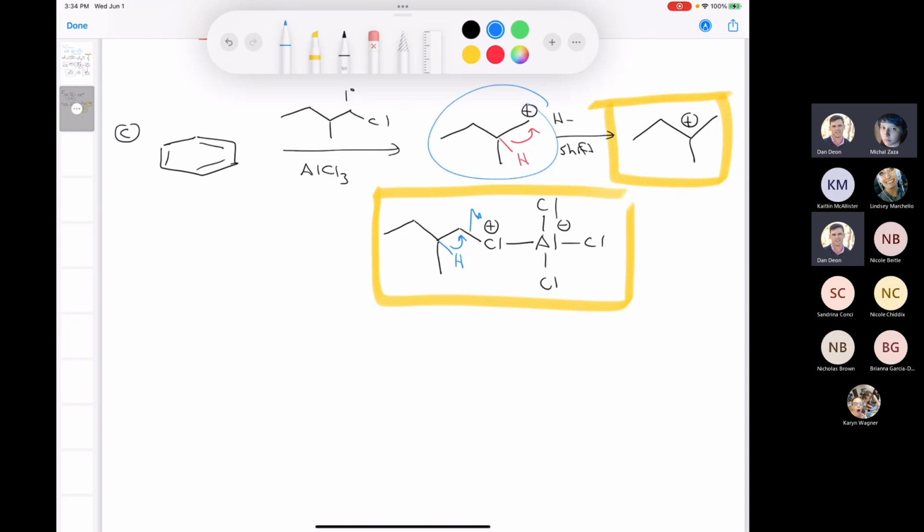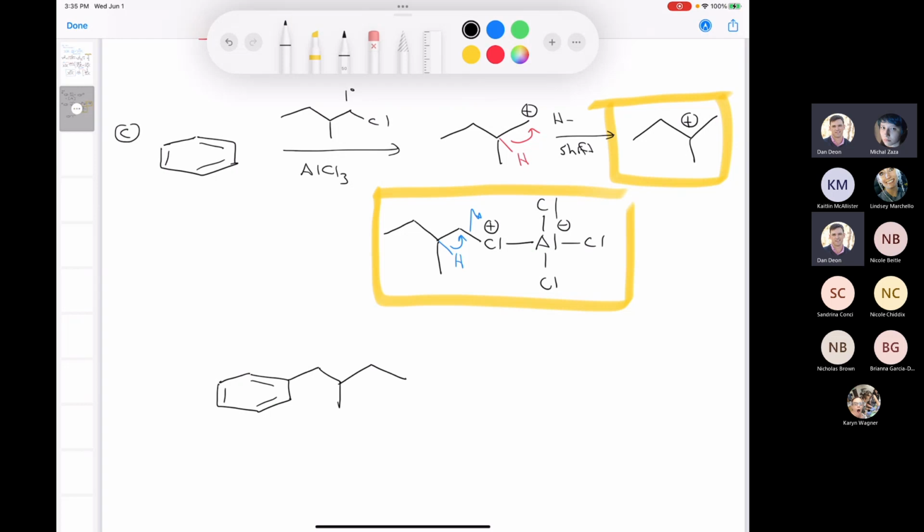I just find that students like this a little bit more. It's a little easier to understand and it gets the point across. But the bottom line is we're going to end up with a mixture. So we're going to end up forming some of this compound where we are attached directly to the primary carbon. So we have a methylene and then a methine, and then we have this.